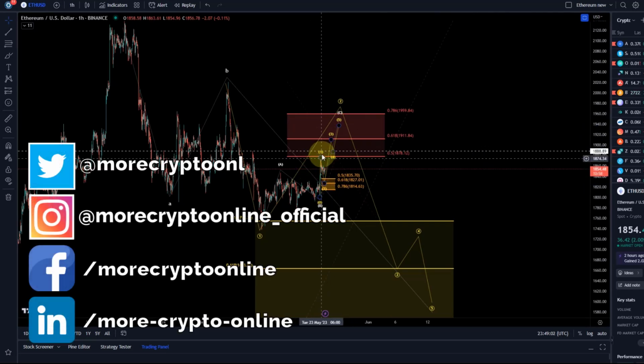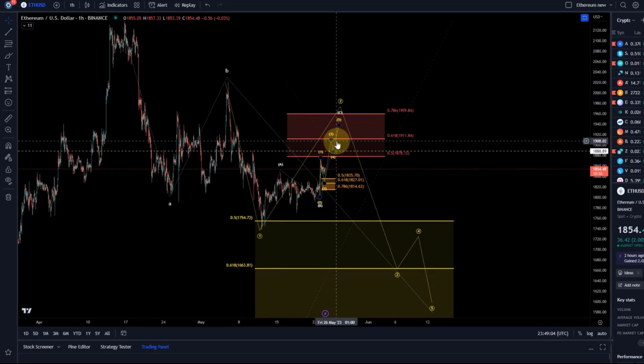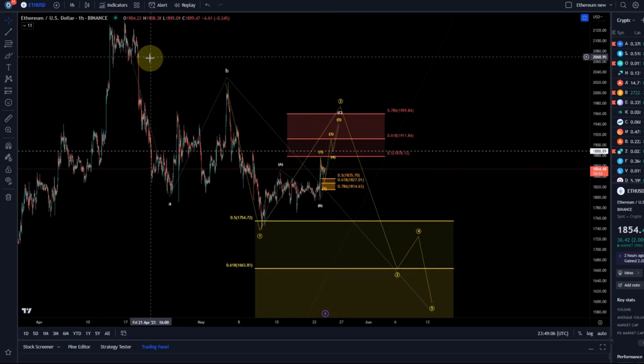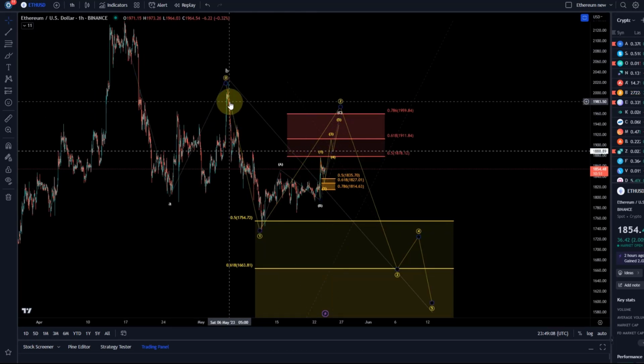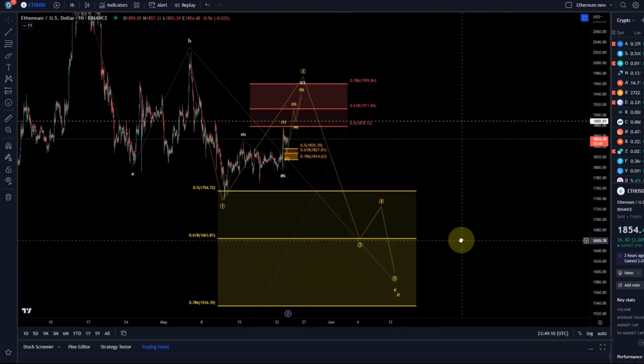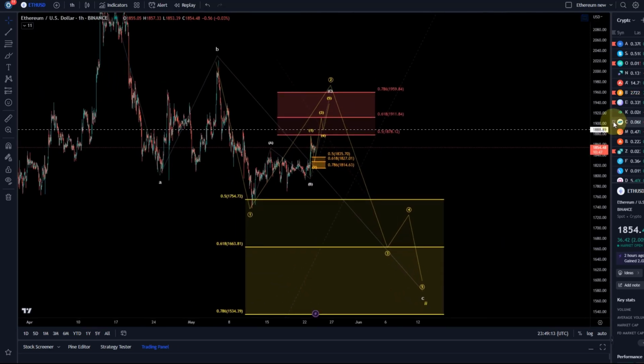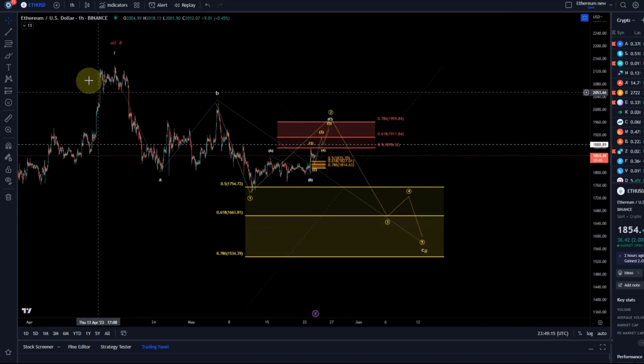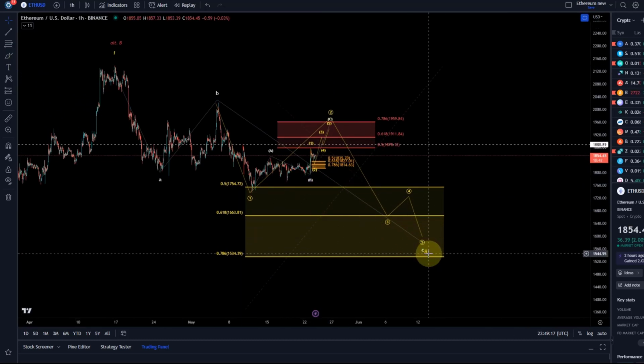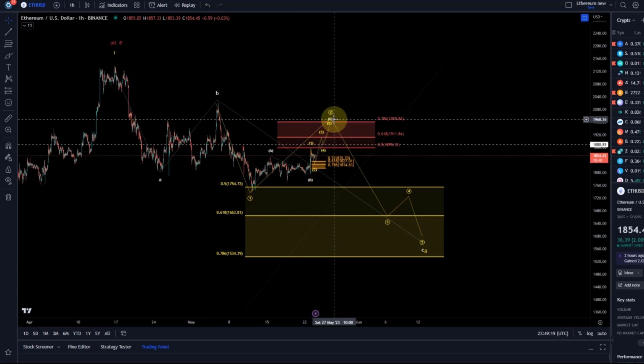Ethereum is currently pushing here into resistance. I changed the subwave structures here in the previous video. So just for you to know, if you haven't watched the previous one, I'm still looking at this, of course, as a wave 2, but the proportions are off a little bit.